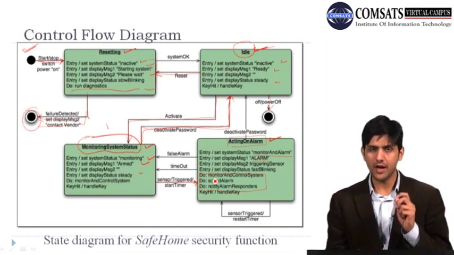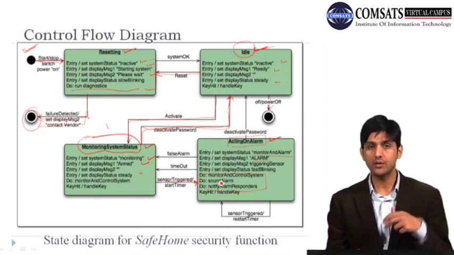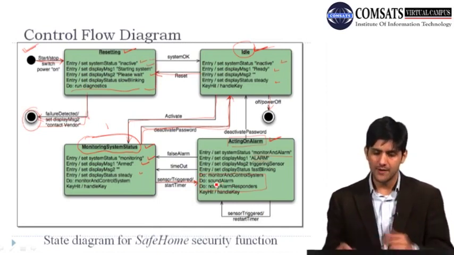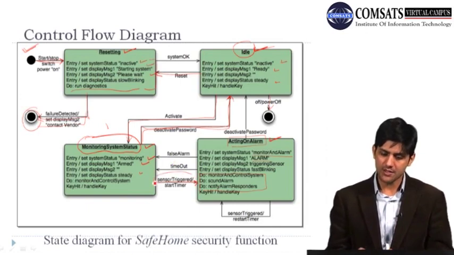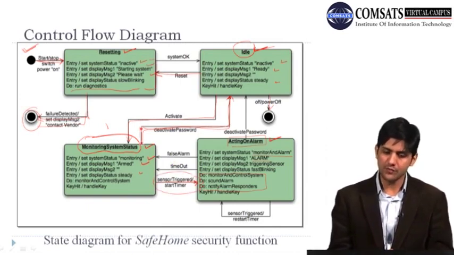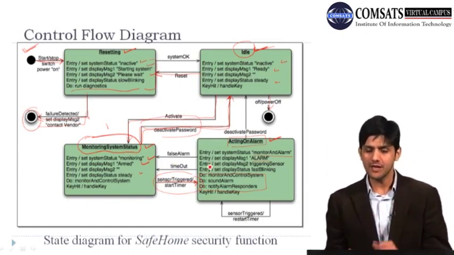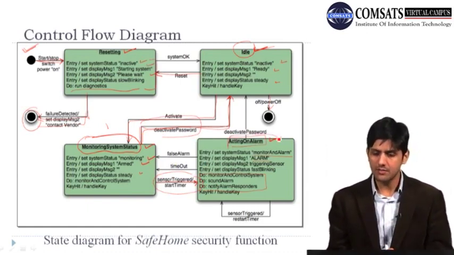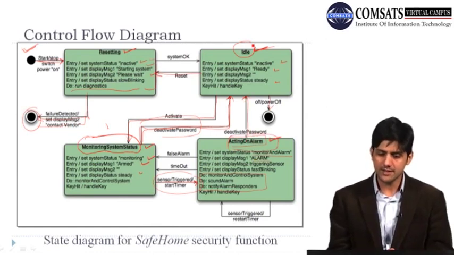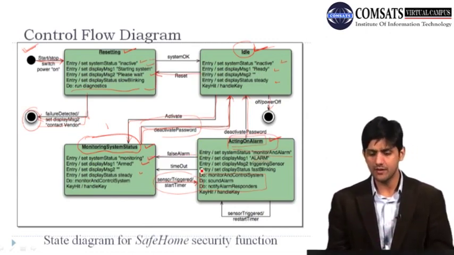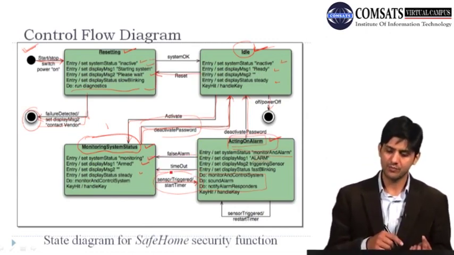So what I do is I monitor and control the system, I sound the alarm, I notify alarm responders. This is based on this particular input. But if this control information is sent, I go back to this idle state. So when I am in this state acting on alarm, either I deactivate the password and go back to the idle state, or if it's a false alarm, I go back to the monitoring state. If it times out, I go back to the monitoring state.